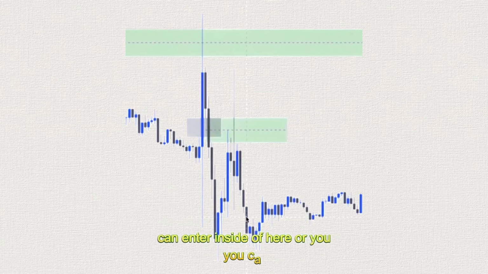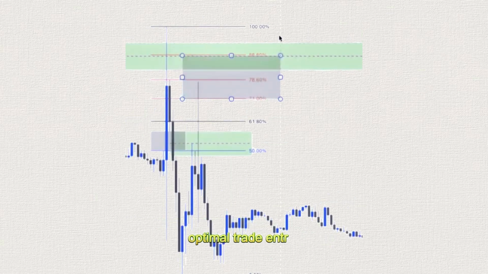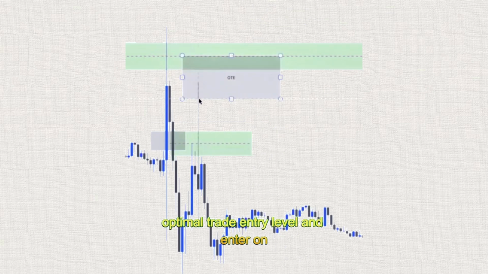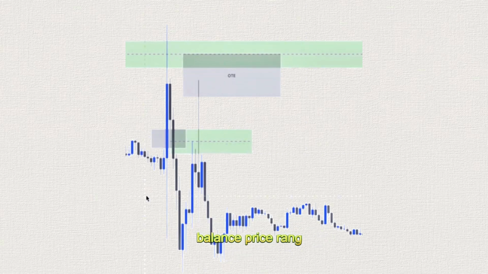You can enter inside of here, or you can measure your trading range, mark out your optimal trade entry level, and enter on there knowing that price also has a balanced price range and a fair value gap which you can enter off of. I like to keep things as simple as possible, and all I am doing is utilizing higher time frame key levels and balanced price ranges or fair value gaps to enter off of. And I guarantee that if you go and backtest this now, you will be able to see that this has the potential to give you a very high win rate.